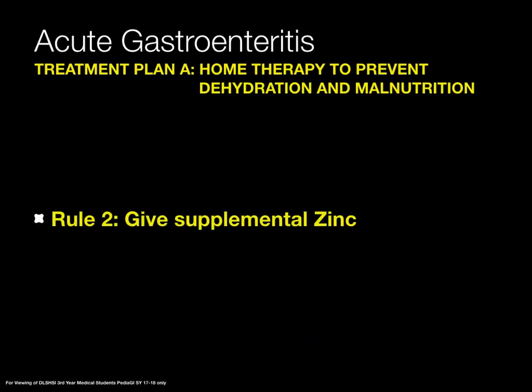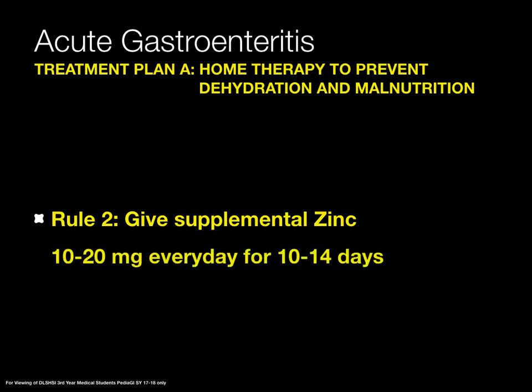Rule number 2, give supplemental zinc at 10 to 20 milligrams every day for 10 to 14 days. Zinc is for replacement of zinc lost. It should be given immediately, and it lessens the risk of having new episodes of diarrhea in the following 2 to 3 months.